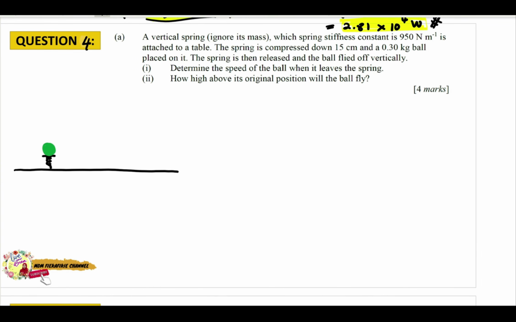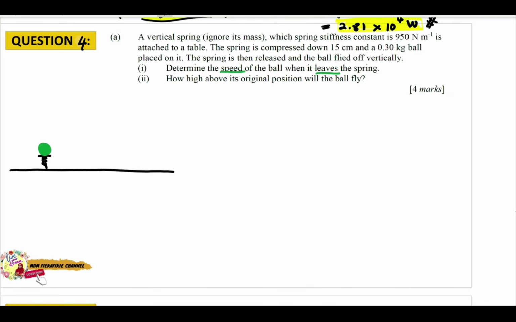Okay? And then the question asks us to determine the speed when the ball leaves the spring. Maknanya pada ketika dia nak bergerak tu lah. So bila bola itu dah mula bergerak nak naik ke atas, meninggalkan spring tersebut, maknanya dia telah kembali kepada bentuk yang asal. Let's say lah asalnya bentuk spring tu macam ini. So kita nak kira berapa V dekat sini lah masa dia nak naik ke atas.